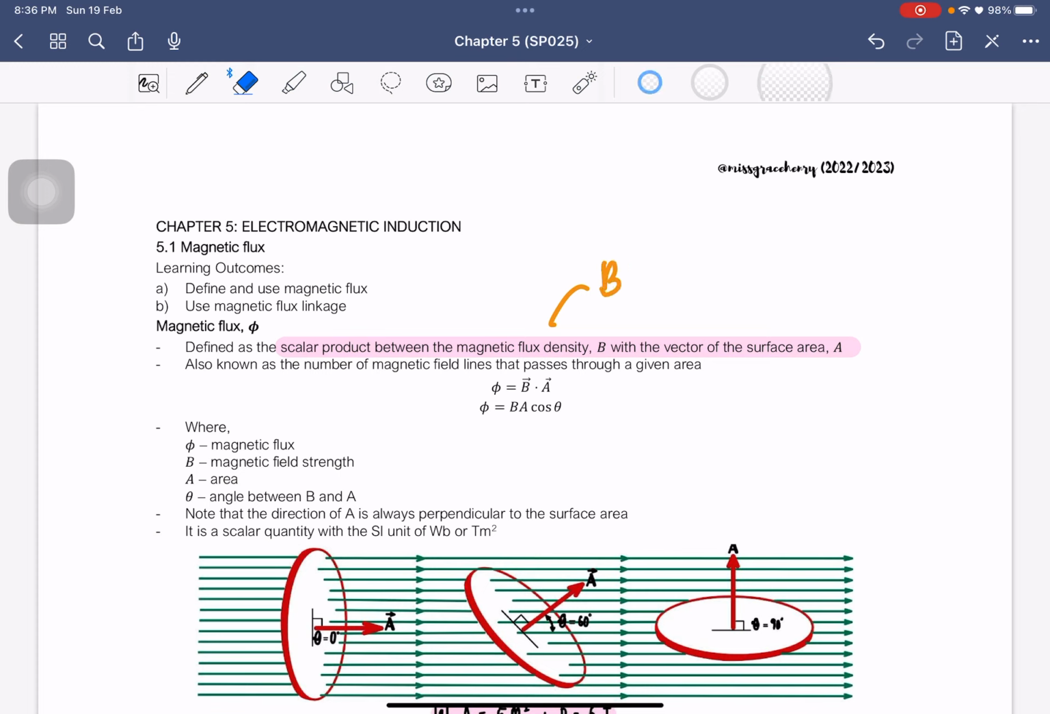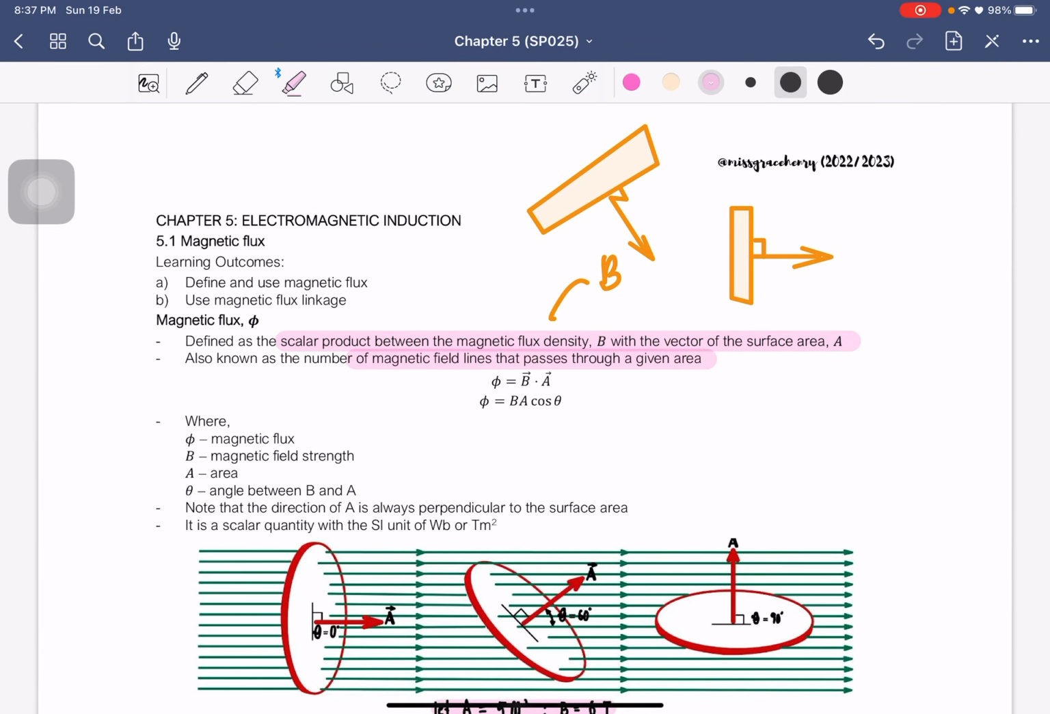And then the vector of the surface area, please remember that it will always be normal to the surface. So for example, for this case, it will be normal to the surface. If it's this way, it will also be normal to the surface. So any surface, they will see normal to the surface ataupun perpendicular to the surface. Magnetic flux ni also known as the number of magnetic field lines that passes through a given area lah.